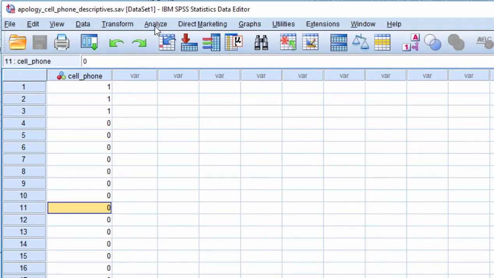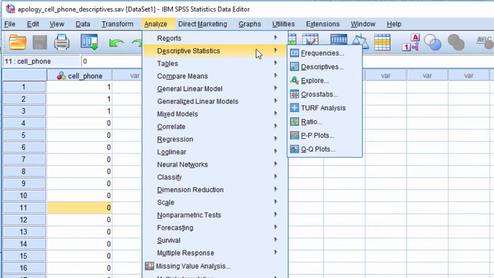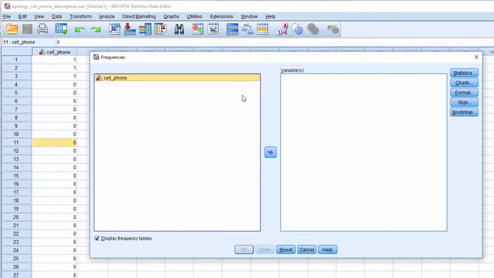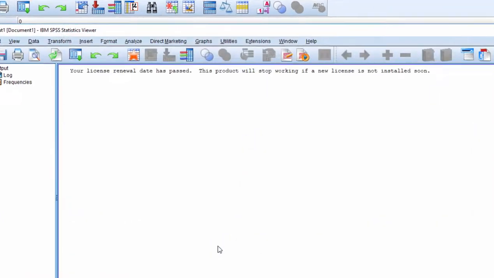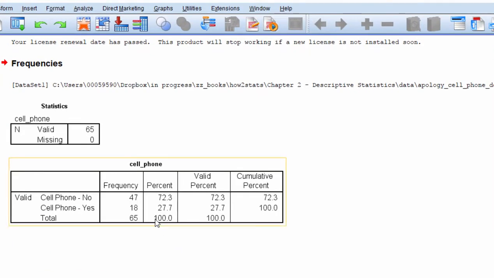Well, we can go to answer that in SPSS, go to Analyze, Descriptive Statistics, Frequencies, and put Cell Phone into the Variables box, and keep Display Frequency Tables, which is automatically selected. Keep that selection. And here we go. We've got cell phone no, 72.3%, and cell phone yes, 27.7%.